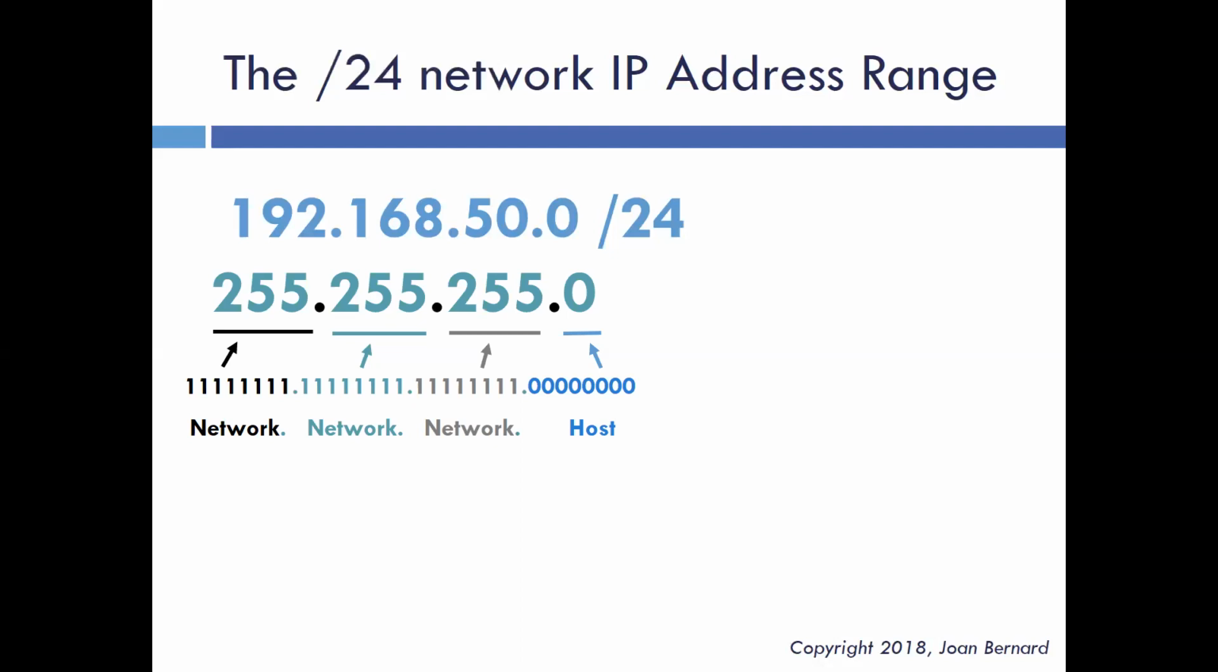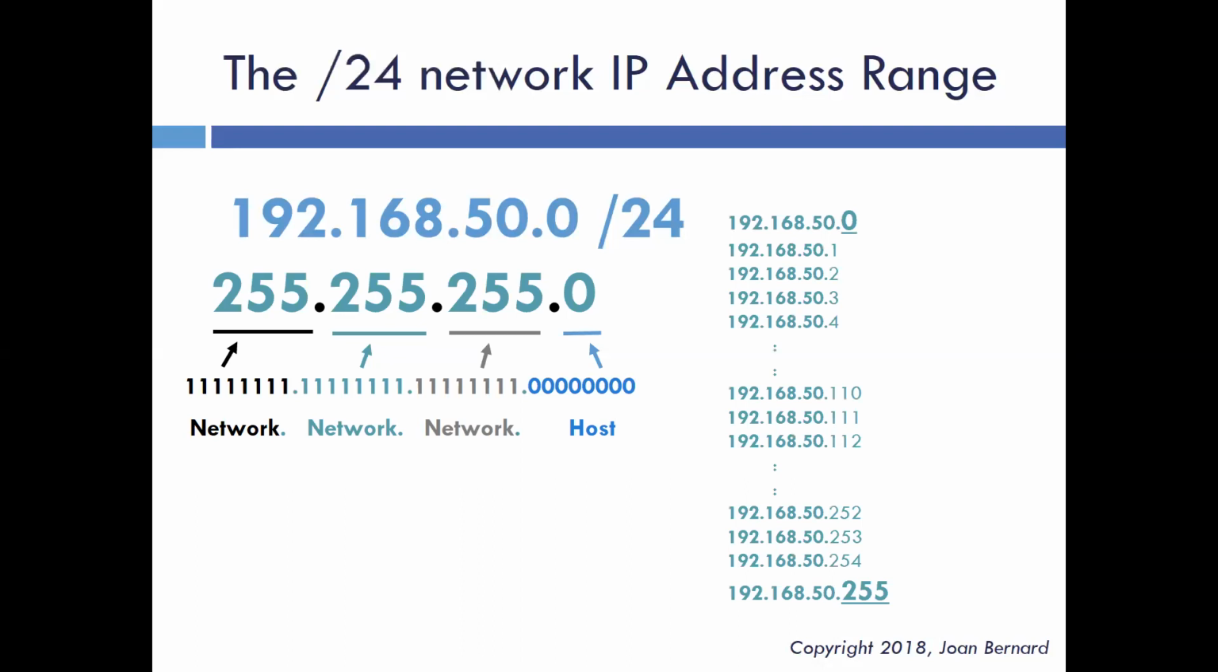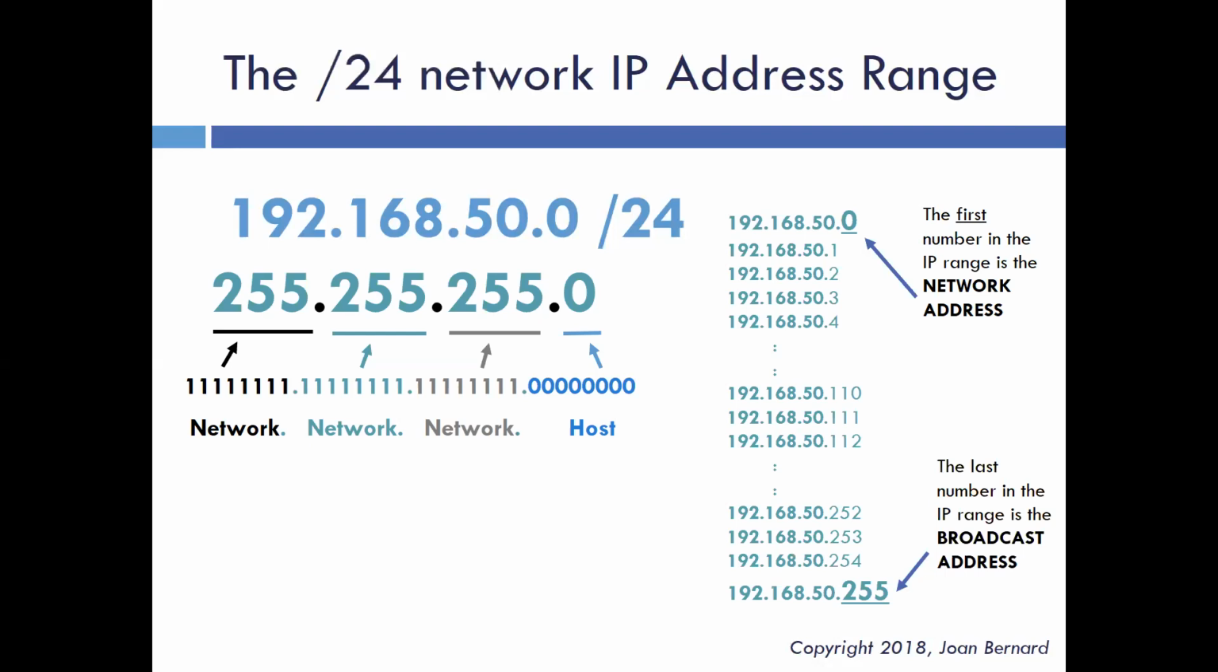Recall that the first IP in this range will be 192.168.50.0, and the last number in the range will be 192.168.50.255. The first and the last IP addresses in any network are reserved and cannot be assigned to a host device on the network. The first number in the IP range is called the network address. The last number in the IP range is called the broadcast address.